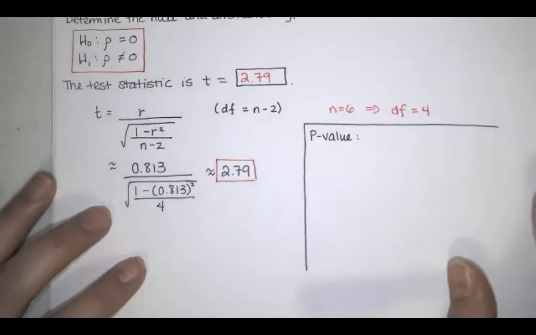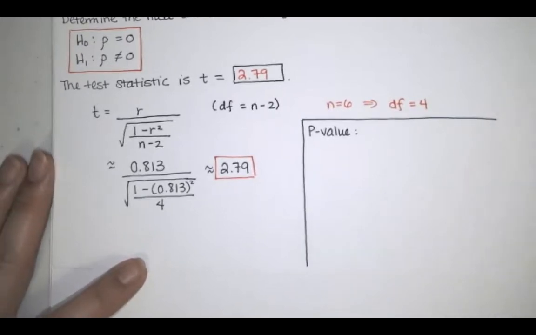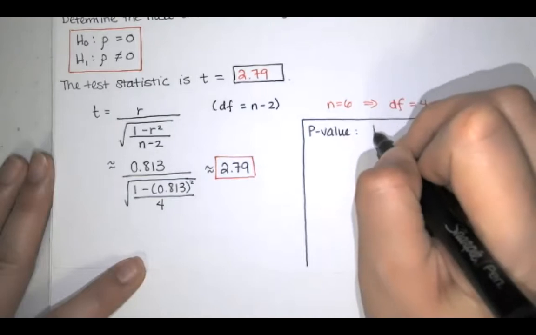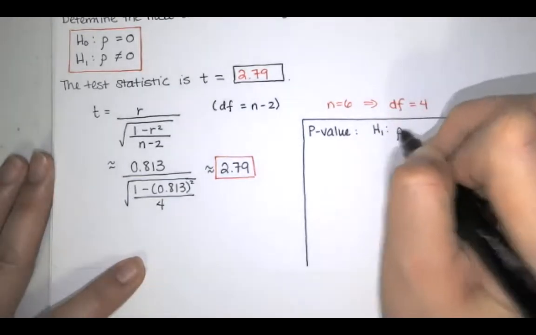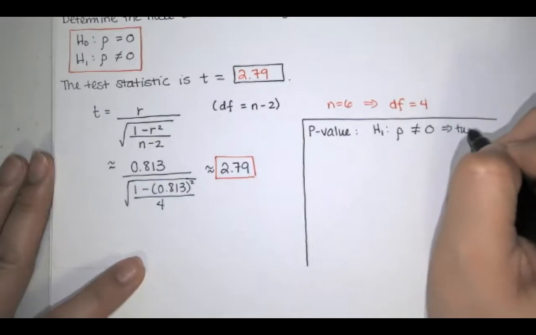In order to find the p-value, we need to look at the alternative hypothesis and see whether we're looking at a left-tailed test, a right-tailed test, or a two-tailed test. Well, whenever we are dealing with correlation, so if the question is, is there a correlation or is there not a correlation? In all of those cases, the alternative hypothesis is that there is a correlation. That means we're dealing with a two-tailed test.